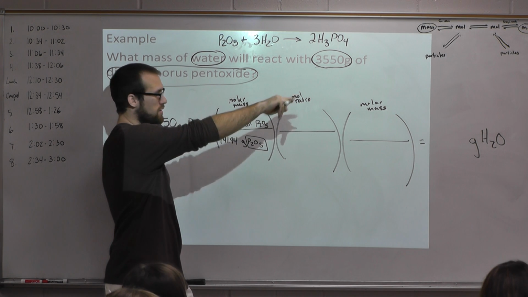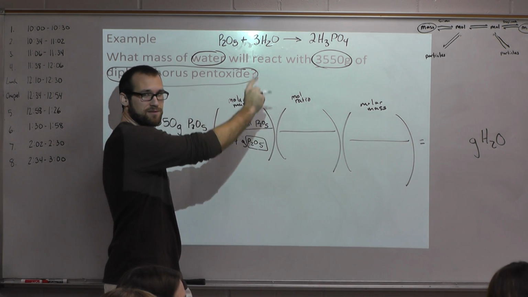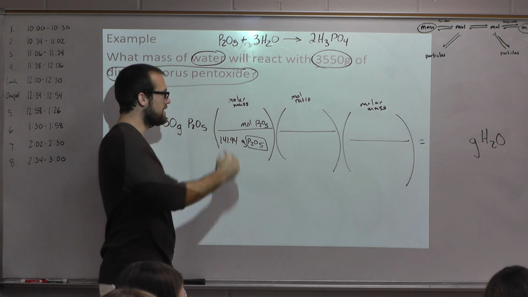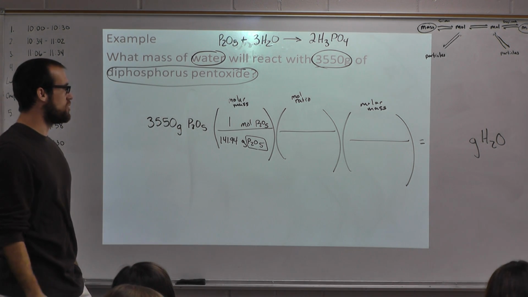From the periodic table, you would take 2 times the molar mass of phosphorus plus 5 times the molar mass of oxygen. That's one very important thing. Okay. All right. Next step is the mole ratio.